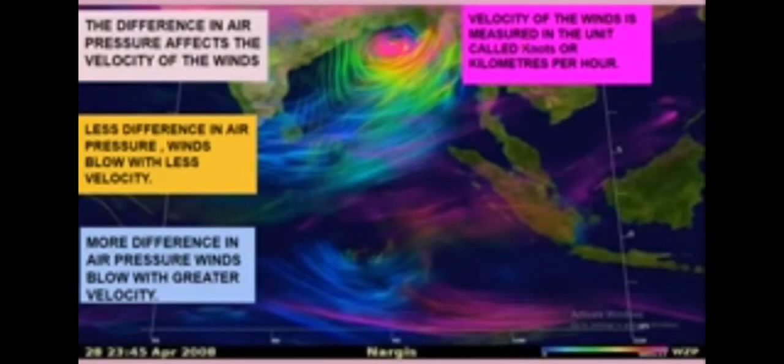As you know, air pressure is measured in millibars. Similarly, the velocity of the winds is measured in the unit called knots, or it is also measured in kilometers per hour, or kph. So what is the unit used to measure the velocity of the winds? It is known as knots or kilometers per hour.